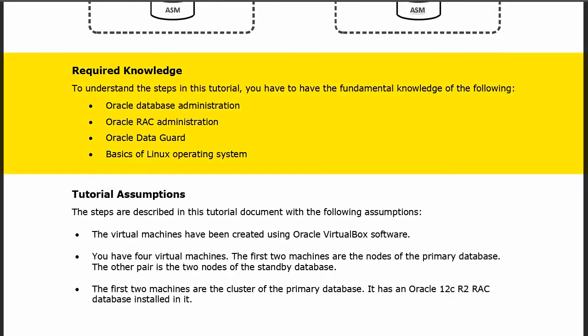This demonstration is not about DataGuard. It is not about RAC administration. I assume from the audience that they already know the basics about Oracle RAC and DataGuard. And I also assume from the audience that they have the basics of Linux operating system. This demonstration is based on a Linux operating system, not Windows operating system. As I said earlier, the main objective of this tutorial is to demonstrate the difference between implementing DataGuard in a non-cluster single instance database and RAC database.